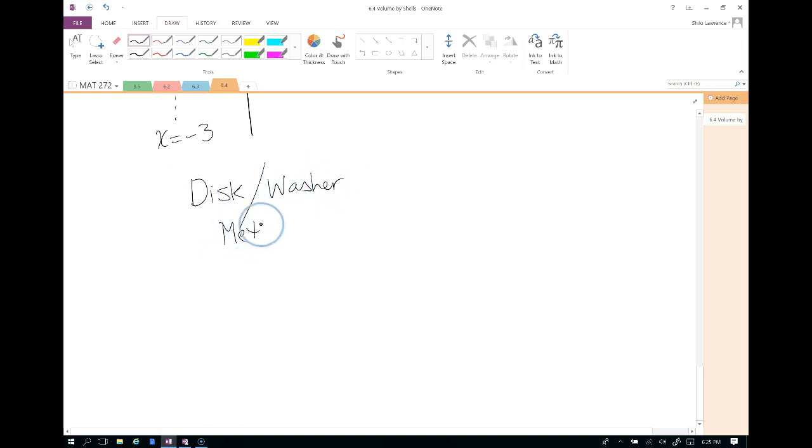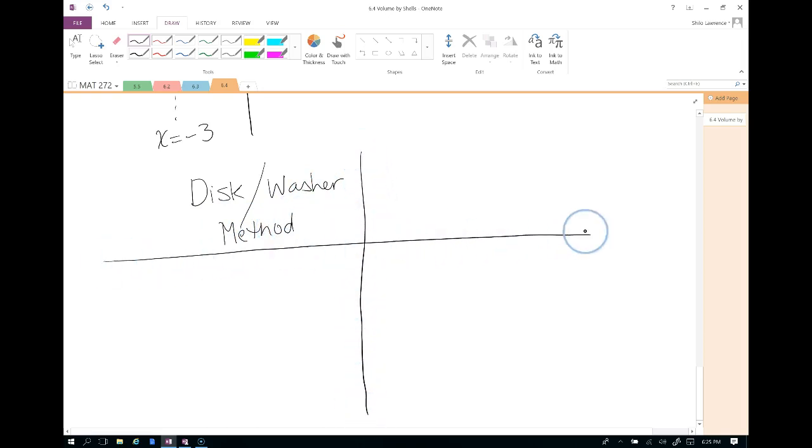And we're going to look at a couple of examples in just a minute. But I had mentioned we're going to make a little table of some main differences between the disk/washer method and the shell method. You are going to have to decide when you see these problems which way you're going to do it. It's not going to necessarily say in the instructions, find this volume using the disk method, find this volume using the washer method, or find this volume using the shell method. It's just going to say, here's a region, revolve it around this axis, tell me what the volume is. And you have to look at the information that you're given and decide which method to use.